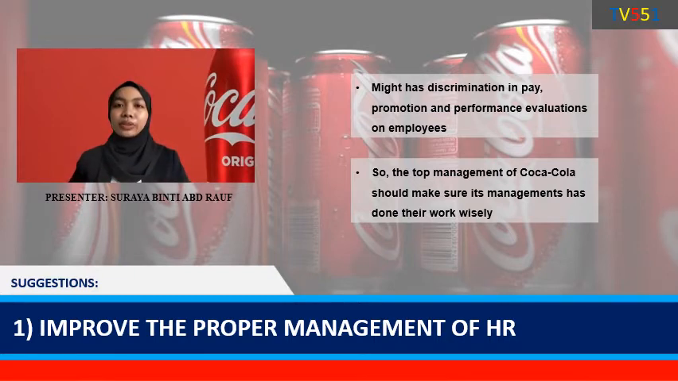Next, I will explain the part on the suggestions. So the first is to improve the improper management in the organization. It means that there were issues of improper management in the organization, such as racial discrimination against black employees in pay, promotion, and performance evaluation. So every organization deserves to have good and effective management so that their employees can increase their work performance.